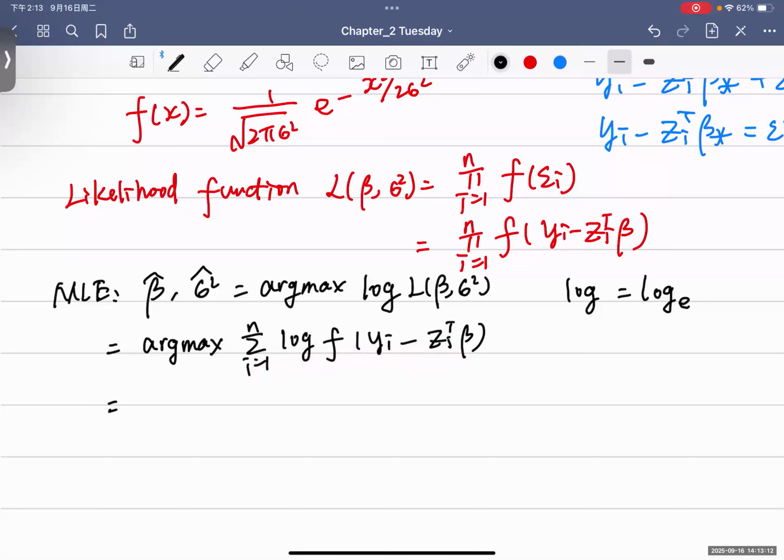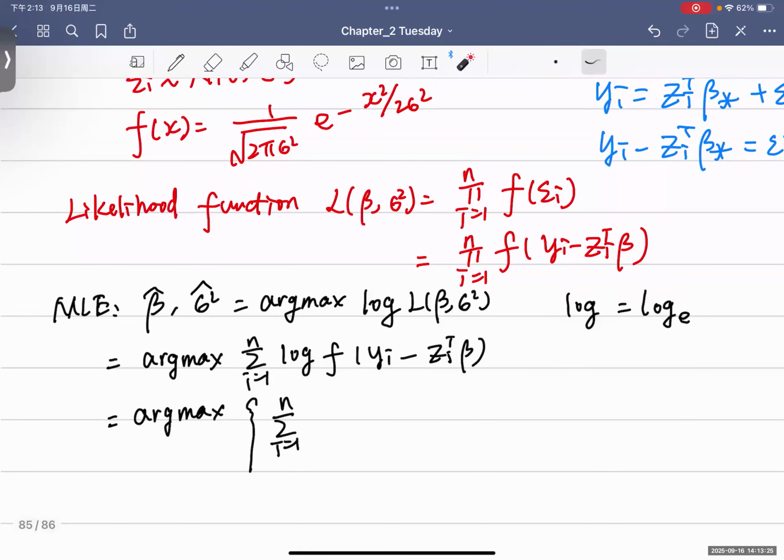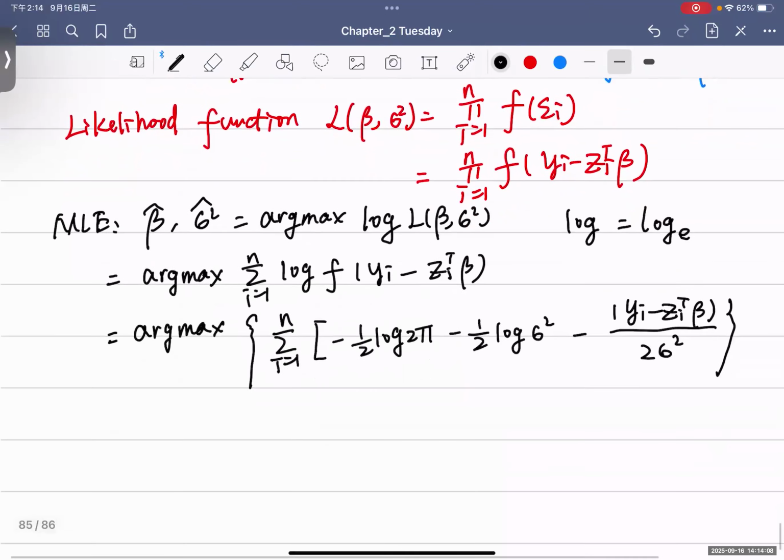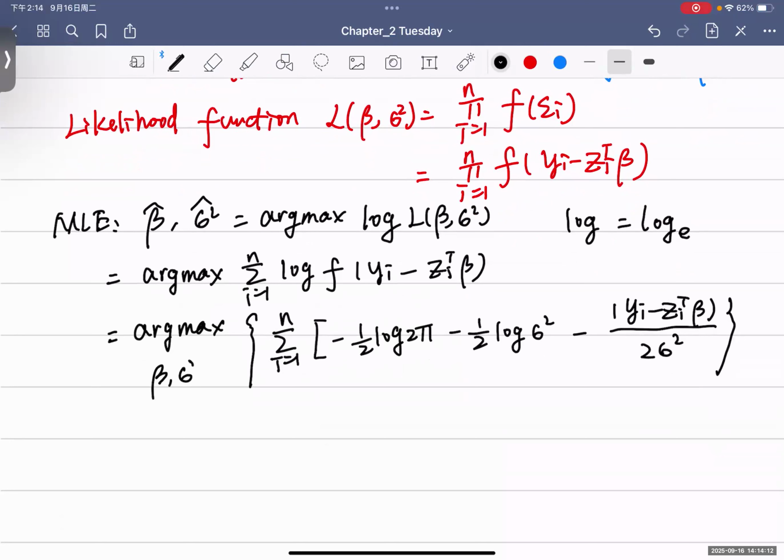And then we can write down the argmax. The logarithm of the first term will split into two parts. The first, 1 over square root of 2 pi sigma squared, becomes this term, and minus, it's not x, it's yi minus zi transpose beta over 2 sigma squared. And then this is the argmax we want to do. We have two things to argmax: beta and sigma squared.